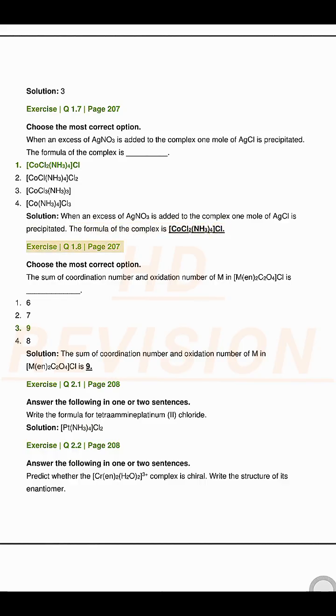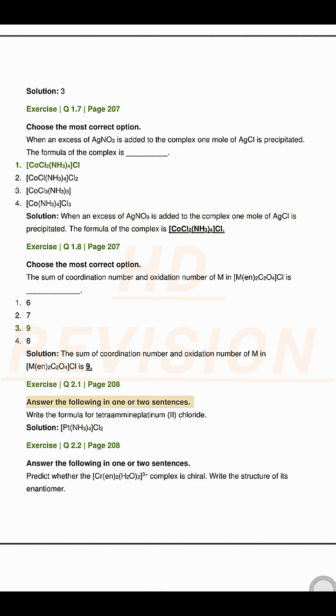Exercise Q1.8, page 207. Choose the most correct option. The sum of coordination number and oxidation number of M in [M(C2O4)2Cl2]- is: 1. 6. 2. 7. 3. 9. 4. 8. Solution. The sum of coordination number and oxidation number of M in [M(C2O4)2Cl2]- is 9.